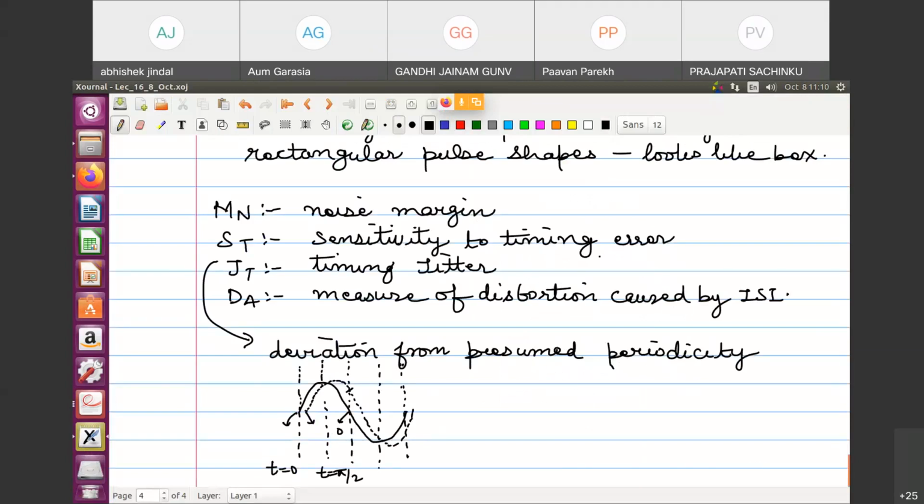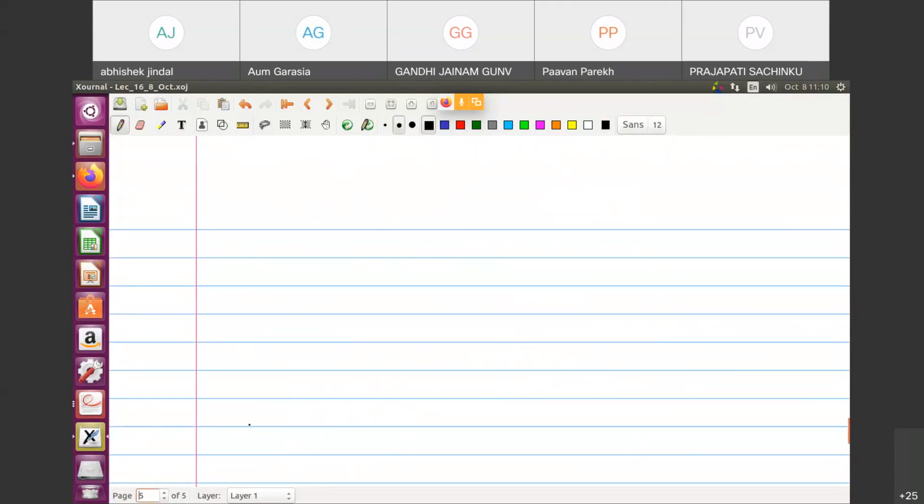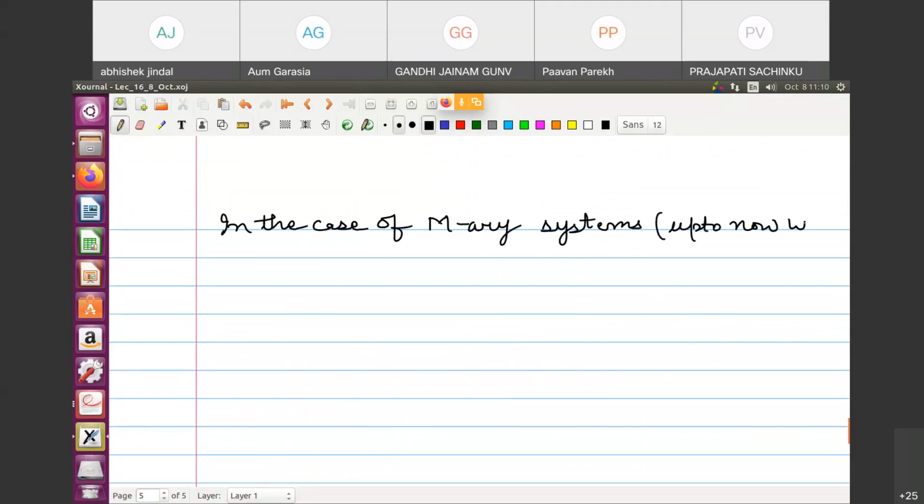So let me write one more important comment with regard to the eye diagrams which we have studied. In the case of M-ary systems, up to now we have studied binary. Let me write it down: up to now we studied binary.